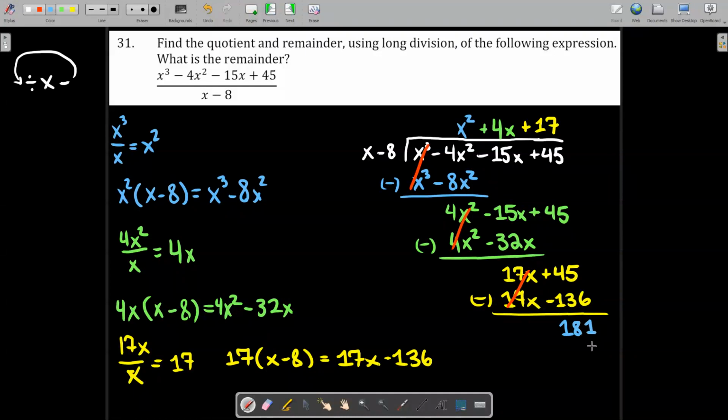Now this right here is the remainder. That's what it asks us for. We can either put this as a fraction over the divisor, so we'd say plus 181 over x minus 8. Or since it just says what is the remainder, we can just go ahead and say that this has a remainder of 181. And that would be our answer. Number 31. There we go.